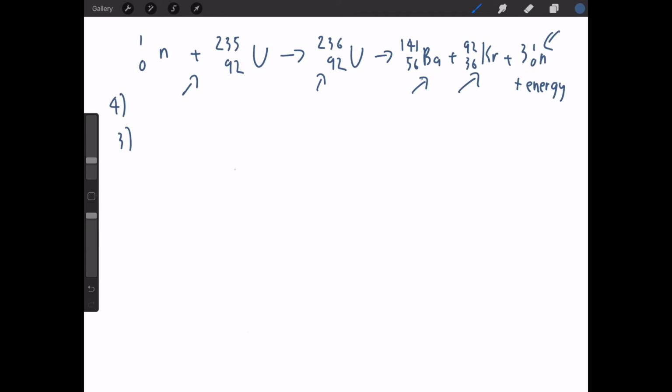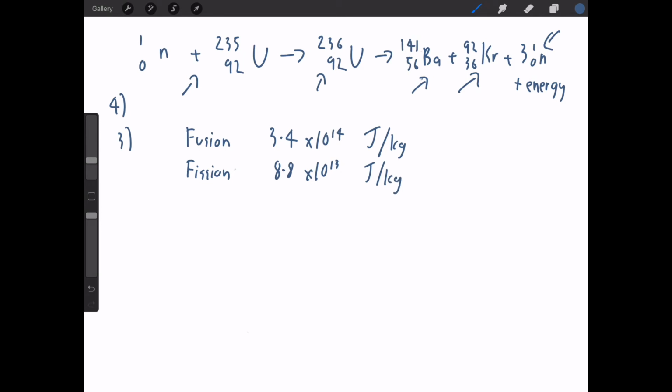Deuterium is naturally occurring and can be easily extracted from seawater. Tritium can be produced from lithium. Lithium is also found in seawater and in the Earth's crust. And we'll give you some data here. We're told that fusion releases 3.4 times 10 to the power 14 joules of energy per kilogram, whereas fission is not so good. That's only releasing 8.8 times 10 to the power 13, so that's slightly less than 14, again, joules per kilogram. The question wants us to say 2 advantages of the fuel used in the fusion reactor compared with the fuel used in a fission reactor.